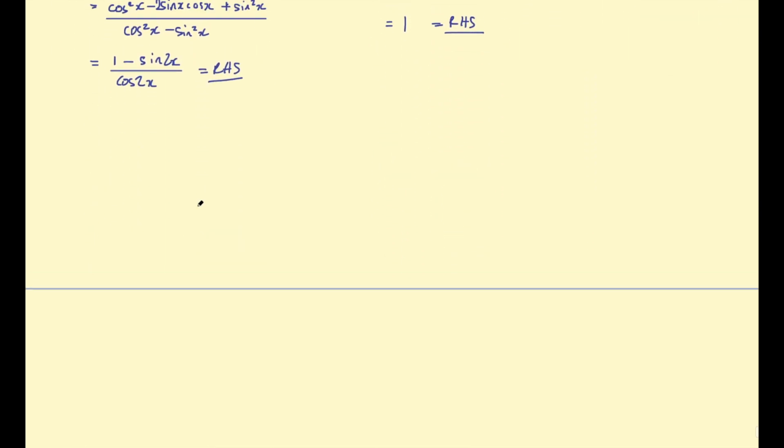The final example I wanted to look at was cosine of 3 theta. And we need to show this is equivalent to cosine cubed theta take 3 sine squared theta cosine theta. Let's start with the left hand side. Cosine 3 theta we can think of as cosine of 2 theta plus theta. Expanding this out, this would be cosine 2 theta cosine theta subtract sine 2 theta sine theta.